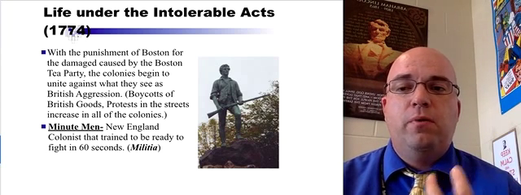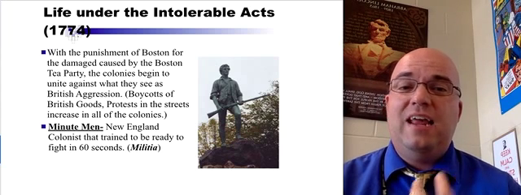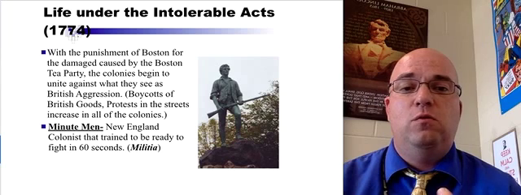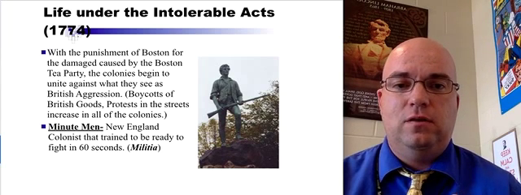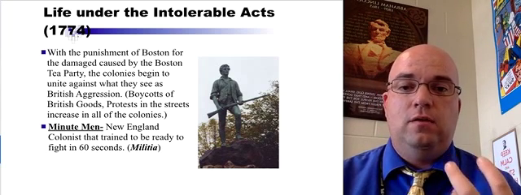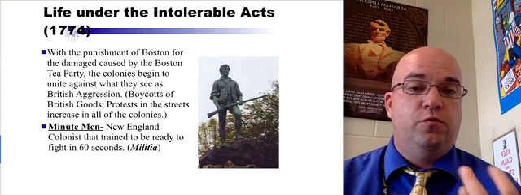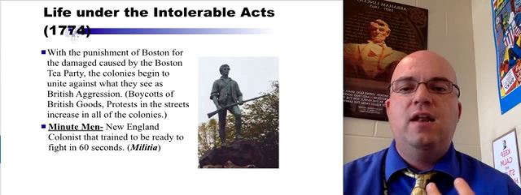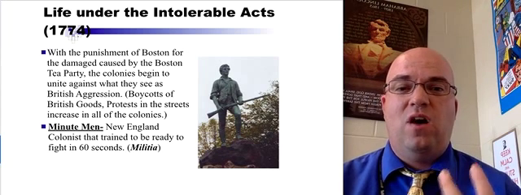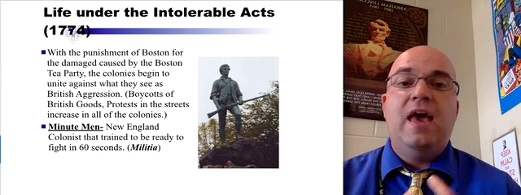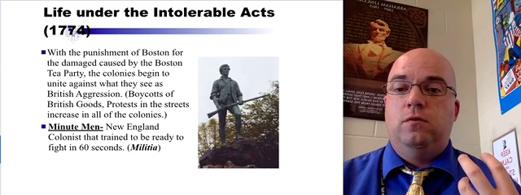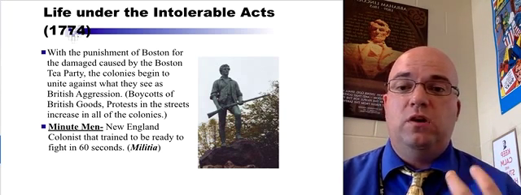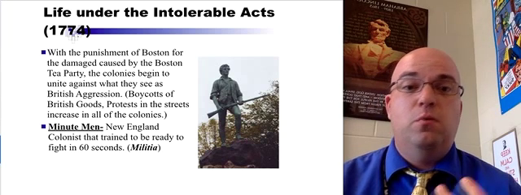Minutemen. The colonists, the average people, begin to arm themselves. And the practice of a militia was not a new concept. In fact, ever since the founding of the colonies, there was a need to defend the colonies and these towns and settlements from attacks by the French or the Native Americans. So think of the Minutemen as like our National Guard. They're like volunteer soldiers. They have other jobs. They're smiths, they work in a smithy. They're printers, they work in a printing press, they're farmers, they're merchants.